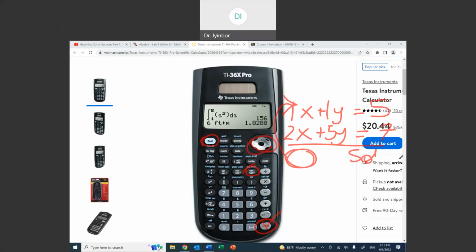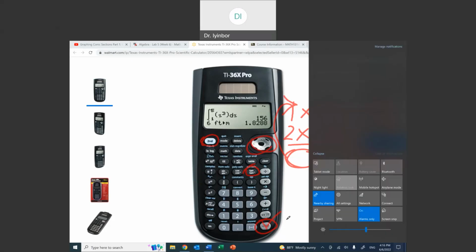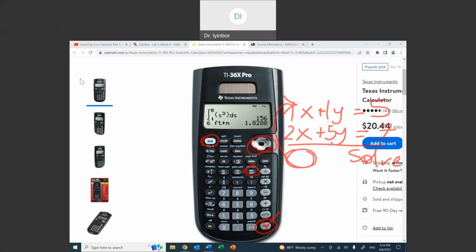When you click on solve and then press enter, you're going to solve the system, okay? And when you press solve, you're going to get the screen again. So everything I'm writing here is on your screen. On the screen, after you click solve and press enter, you're going to get x equals number and y equals number. So those are going to be your solutions, whatever x and y is.